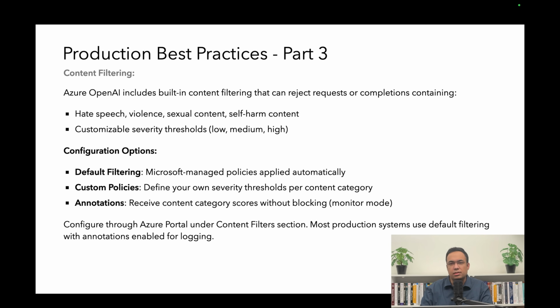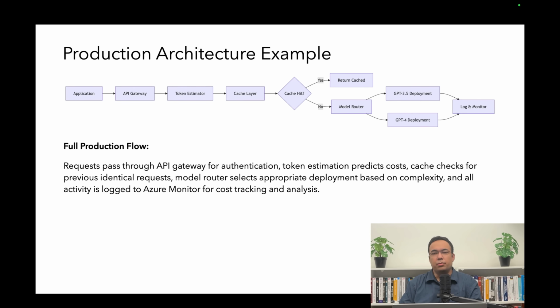One thing to understand is that content filtering can reject your prompts or the model's completions. If a user submits a prompt that violates content policy, you will get an error response. You need to handle this gracefully in your application, perhaps showing the user a message that their request cannot be processed. Now, let me show you what a complete production architecture looks like with all the components we have discussed.